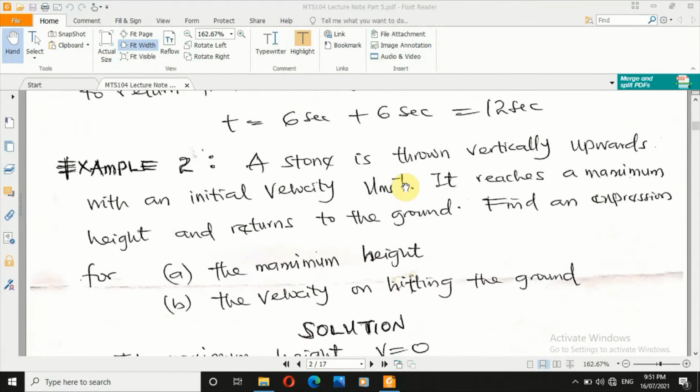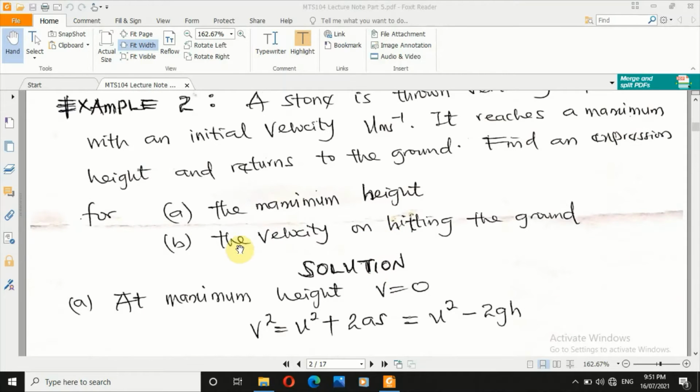So let's proceed now. The second question we're going to solve now is that a stone is thrown vertically upwards with an initial velocity of u meters per second. It reaches a maximum height and returns to the ground. Find an expression for A, the maximum height, and B, the velocity on hitting the ground. We need to find an expression for the maximum height, and we need to find an expression for the velocity on hitting the ground.